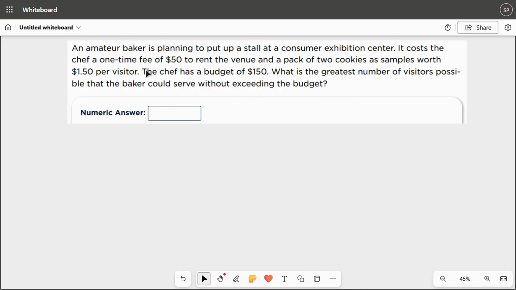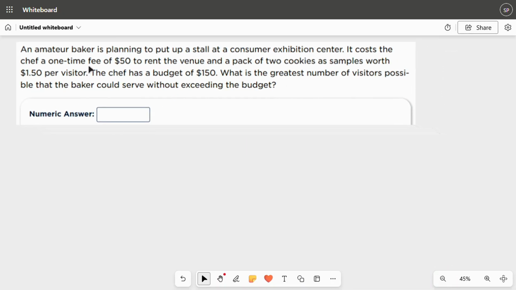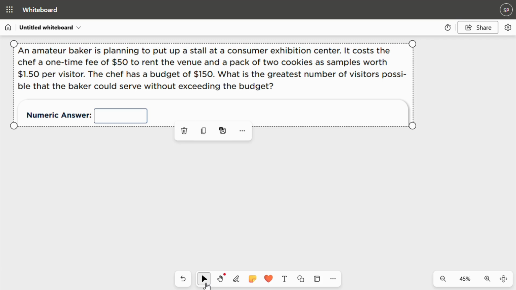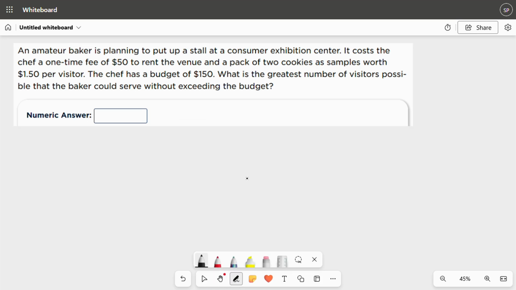Okay, next question. An amateur baker is planning to put a stall at the consumer exhibition center. It costs the chef a one-time fee of $50 to rent the venue, and a pack of 2 cookies as samples are worth $1.50 per customer. The chef has a budget of 150, and what is the greatest number of visitors possible that the baker could serve without exceeding the budget?